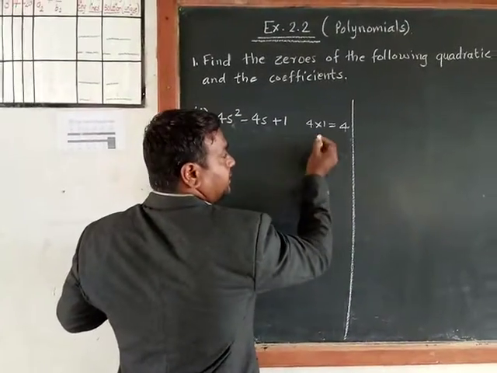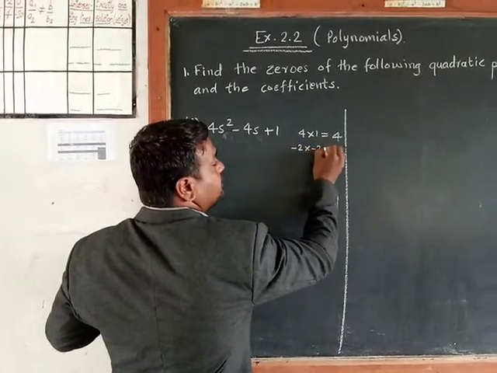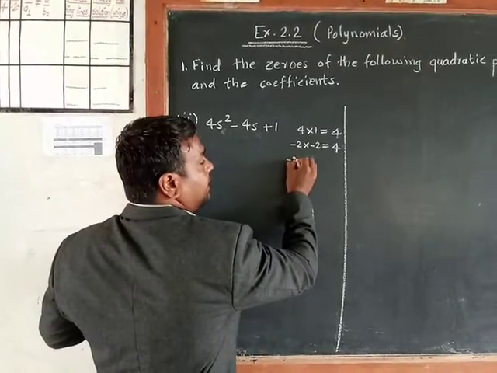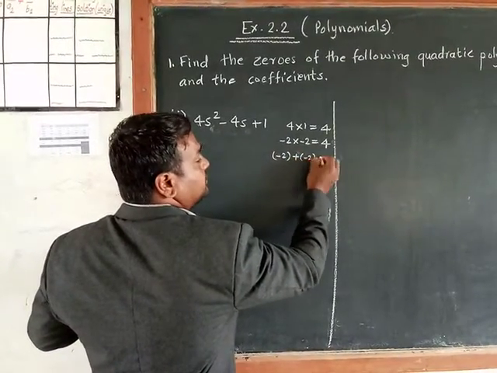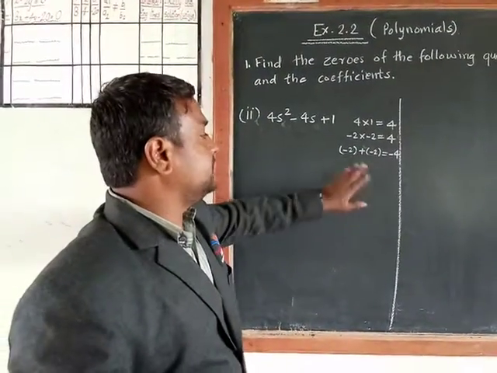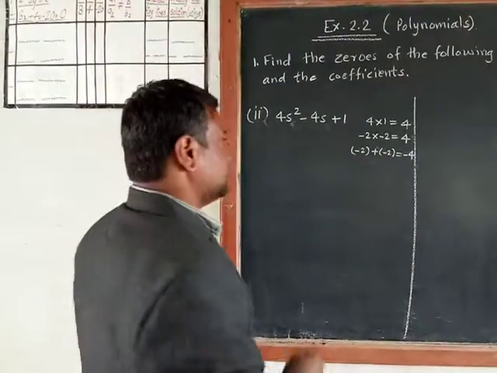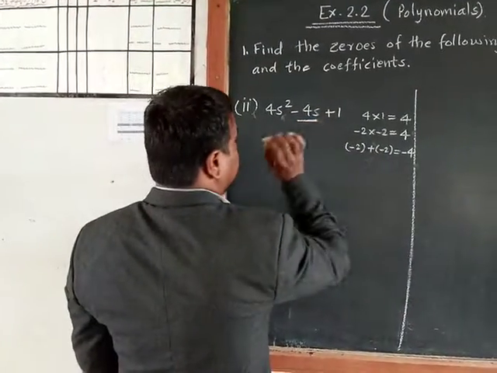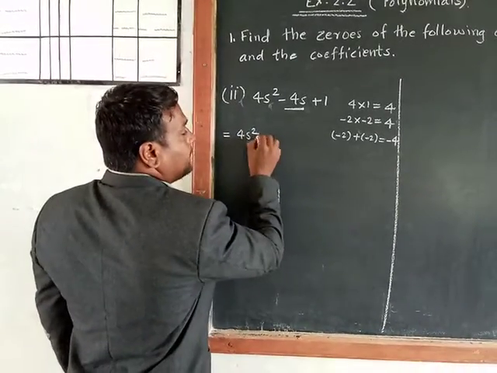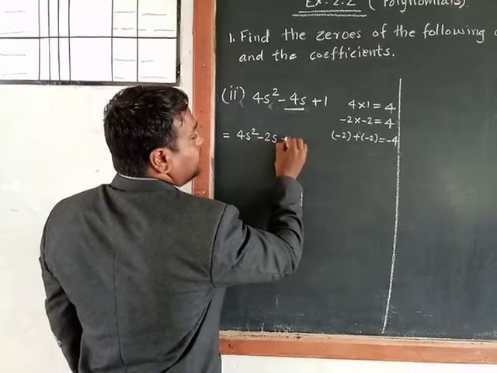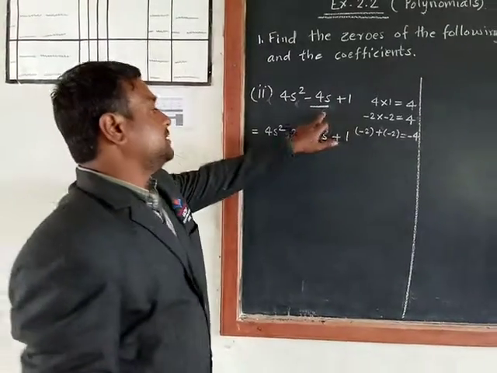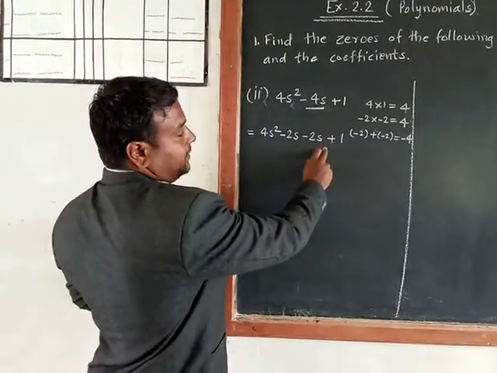If we take minus 2 and minus 2, the multiplication is plus 4, and if we add minus 2 plus minus 2, the addition is minus 4. So we take those two numbers, minus 2 and minus 2, and split the middle term. Again, 4s square minus 2s minus 2s plus 1. Here we split the middle term as minus 2s minus 2s.